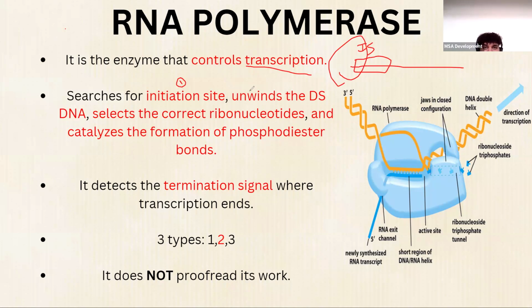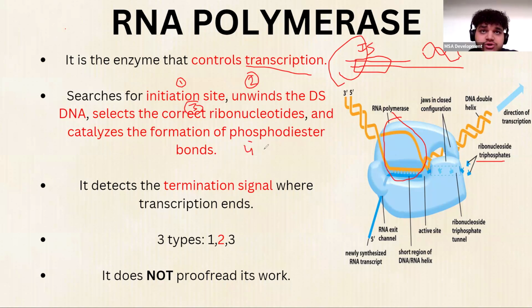Okay. After it begins transcription, it will unwind the double-stranded DNA. So basically, you have double-stranded DNA. It will start unwinding it. So instead of it being like this, it will become like this, just like the picture right here. So it will start unwinding the DNA. Select the correct ribonucleotides, step number 3. See the ribonucleotides? It will select them based on the DNA and catalyze the formation of phosphodiester bonds.